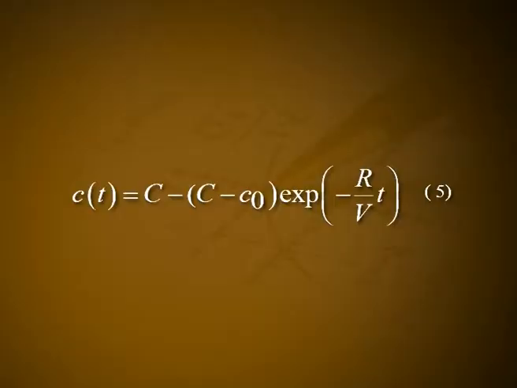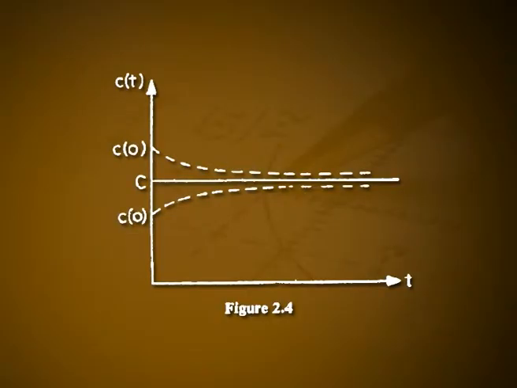Since C(t) is equal to C minus (C minus C naught) e raised to minus R/V t, if C is greater than C naught, the concentration in the vessel increases to C. On the other hand, if C is less than C naught, the concentration in the vessel decreases to C. See the figure.